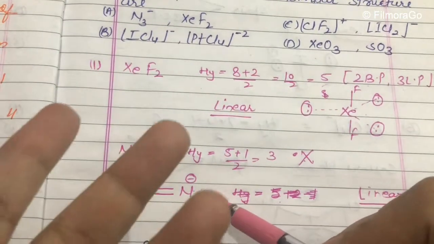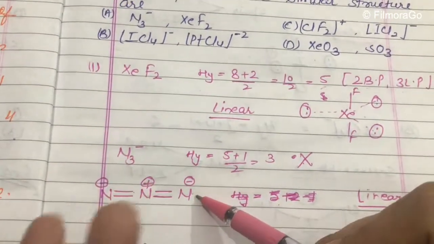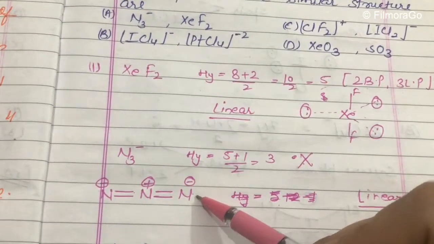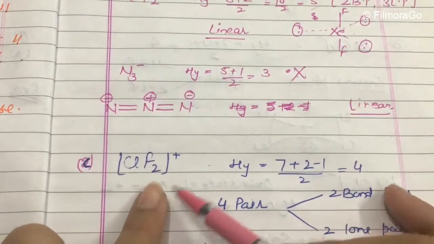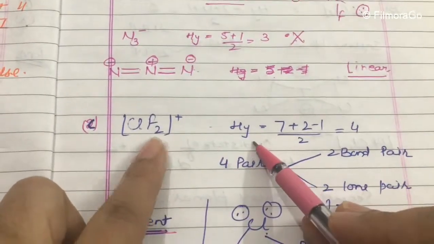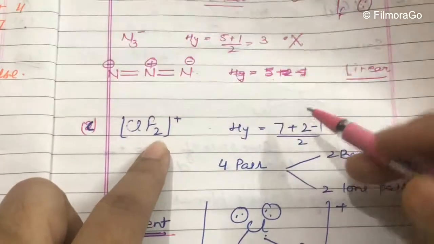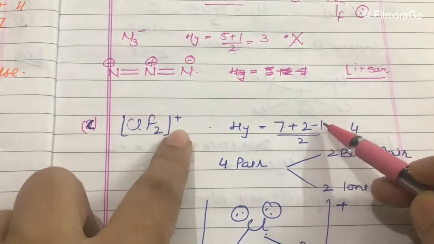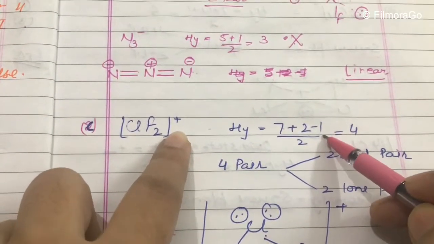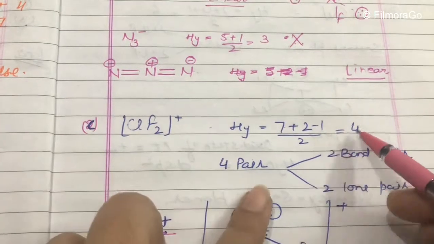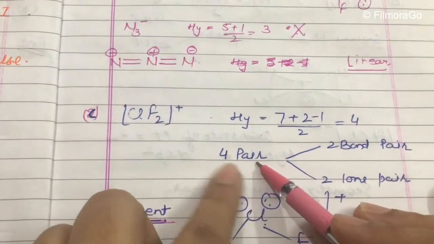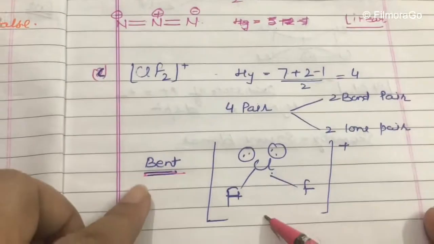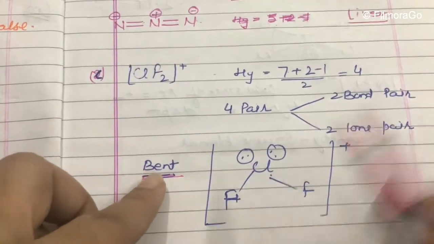Like, now we know the answer, and we usually don't check further, but that we have not to do. We have to check further also. Like in case of ClF2, the hybridization is 7 plus 2, the number of valence electrons in chlorine is 7, the number of monovalent atoms is 2, minus the positive charge. So here I have taken minus 1, divided by 2, that is 4. In the total of 4 pairs, 2 are bond pairs and 2 are lone pairs. So that is the bent shape. This is the structure of the compound.